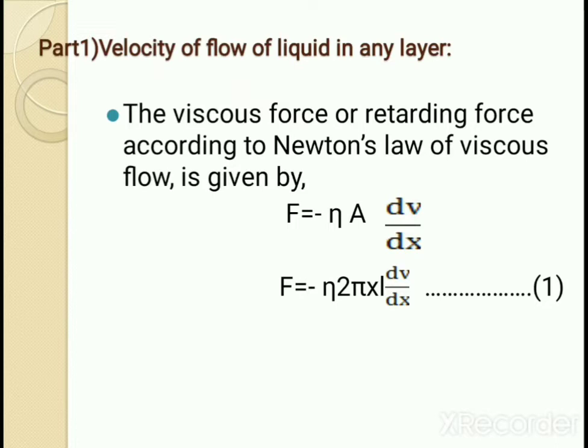To start this equation, first I recall Newton's law of viscosity. The viscous force F is directly proportional to the area of cross section A, and it is also directly proportional to dv upon dx, that is velocity gradient. Therefore F, that is Newton's viscous force, is equal to minus eta A dv upon dx, where eta is the coefficient of viscosity. Therefore the equation becomes F is equal to minus eta A, where A is the area of cross section, that is 2 pi xL, dv upon dx.